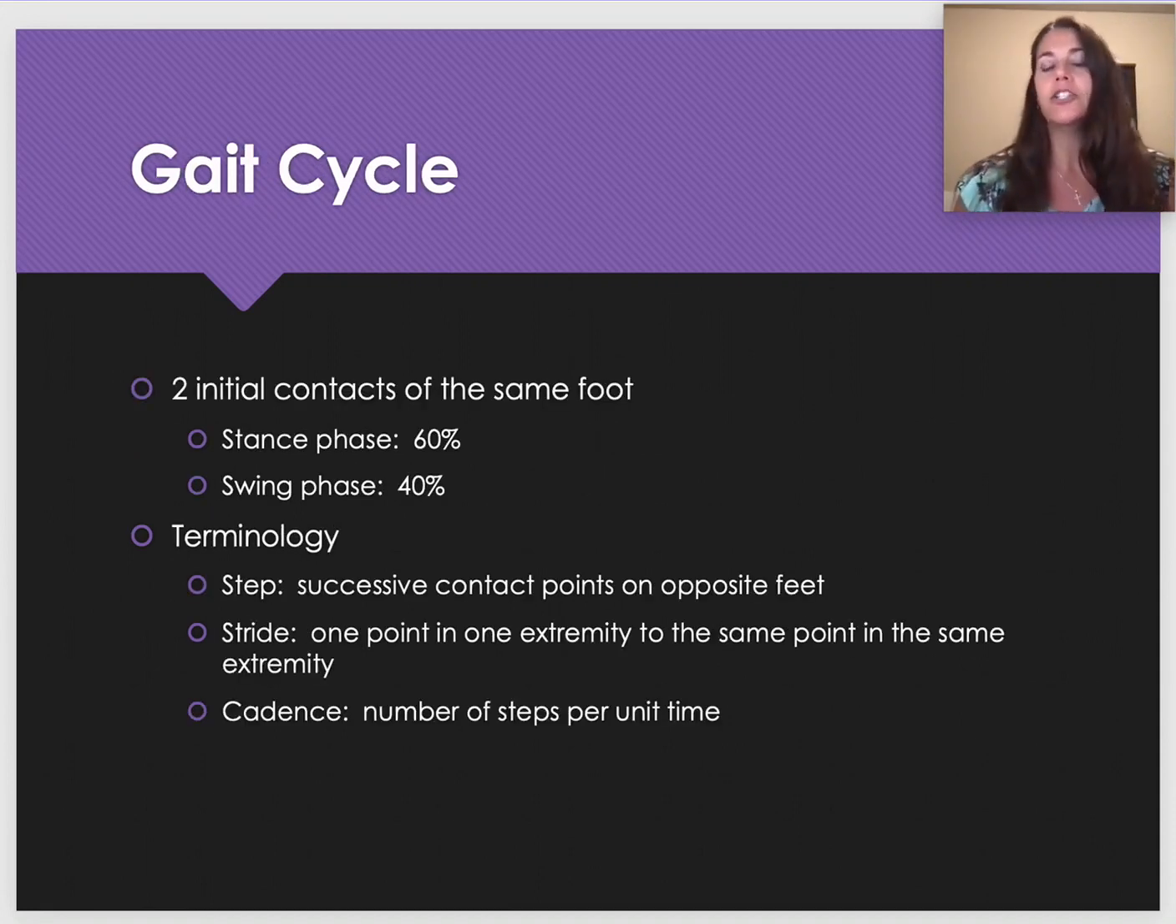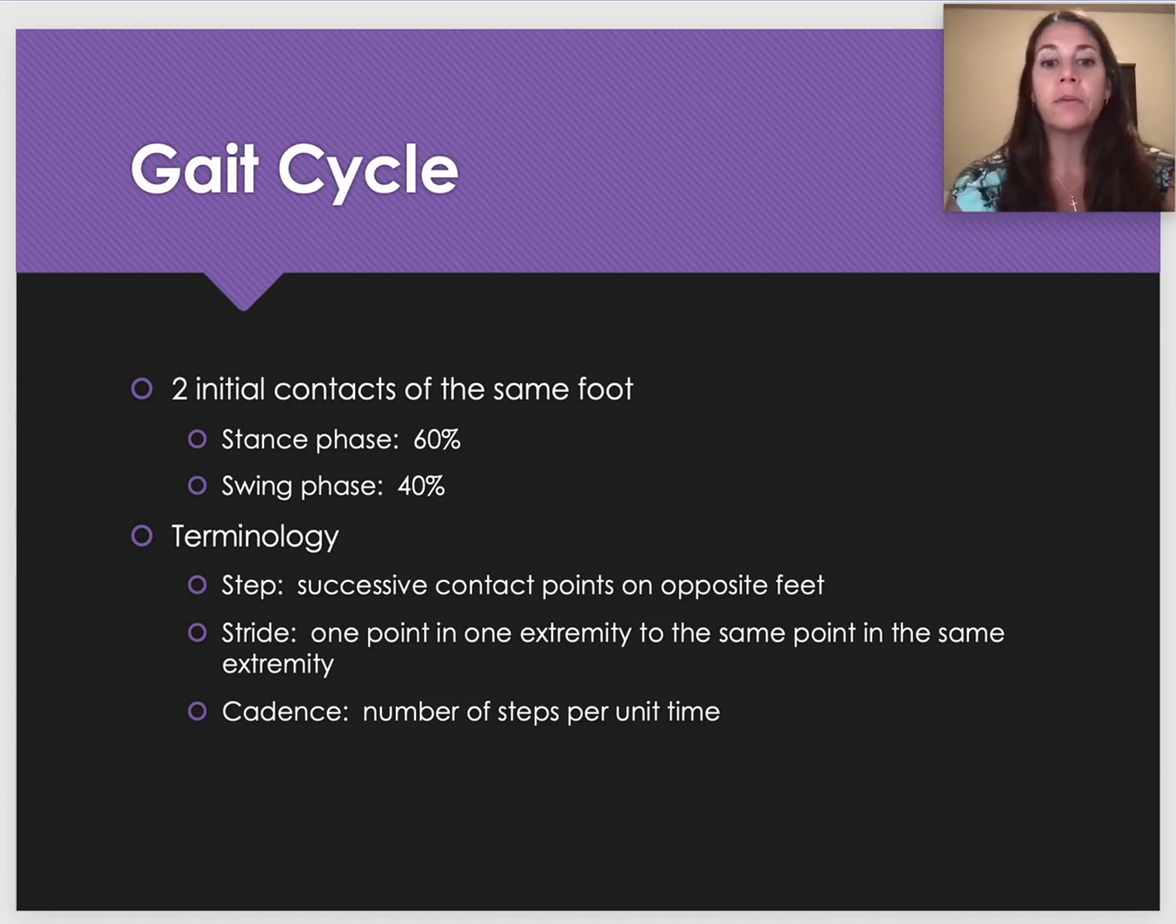Gait cycle: 2 initial contacts of the same foot, so stance and swing. When we are walking, the stance phase is 60%. So from heel contact to toe off, that's considered stance. And then the swing phase is from toe off all the way around till we put our foot down.